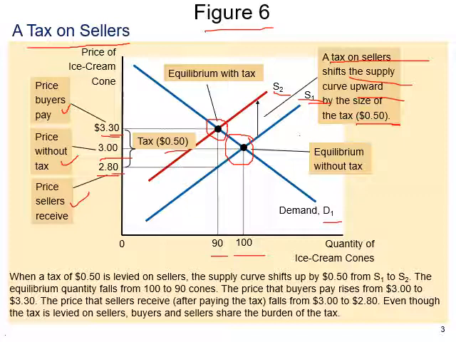So you can see that by imposing the tax on the seller, this increases the price in the market, and leads to higher prices, and also leads to lower quantity sold in the market. But the burden of the tax is shared between buyer and seller.